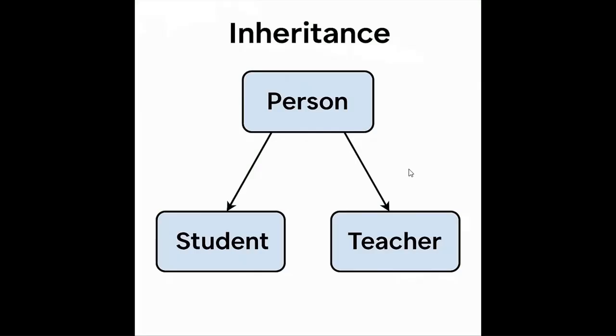Let's talk of inheritance in this lecture. We have this diagram here. You can see we have a person, a student, and a teacher. Inheritance is simply the behavior of a class inheriting from its parent class. So we have a person and a student. We know that a student belongs to a person class and a teacher also belongs to a person class.